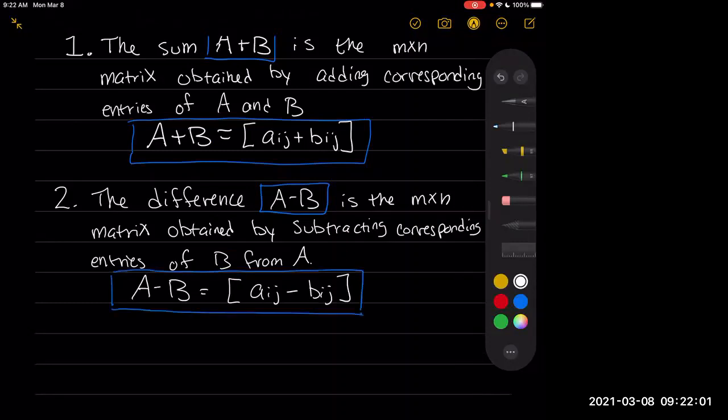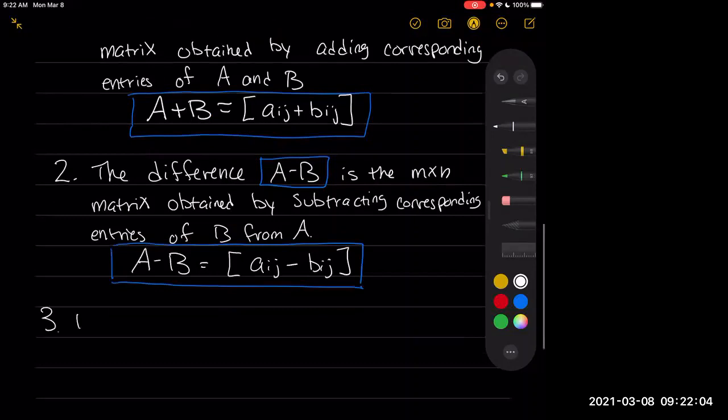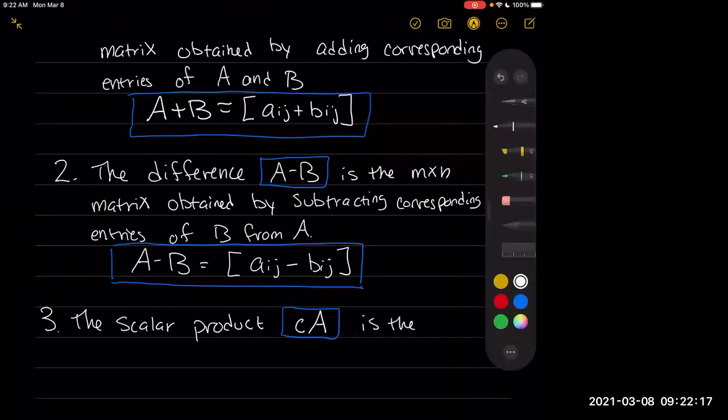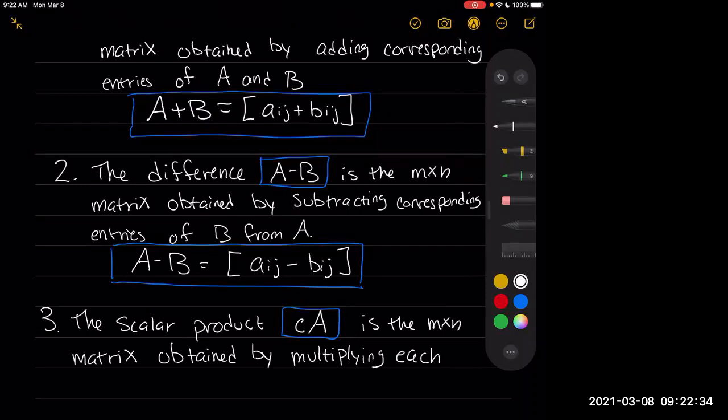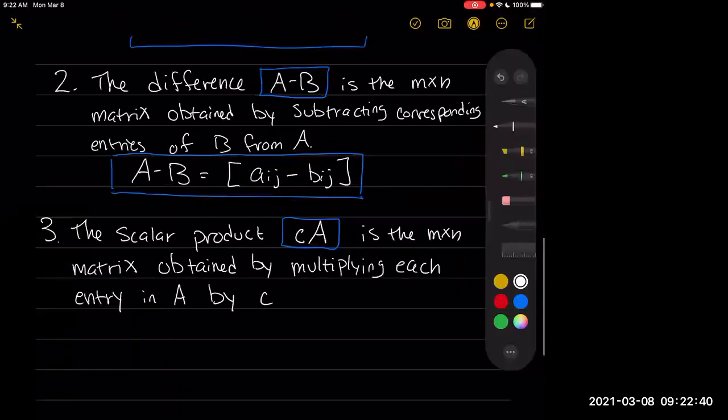Okay. And then third, the scalar product, CA, is the m by n matrix obtained by multiplying each entry in A by C. So CA equals C times Aij for all the entries in A.